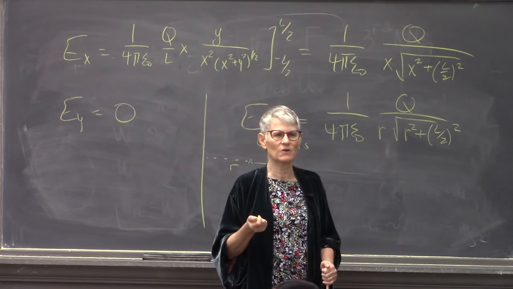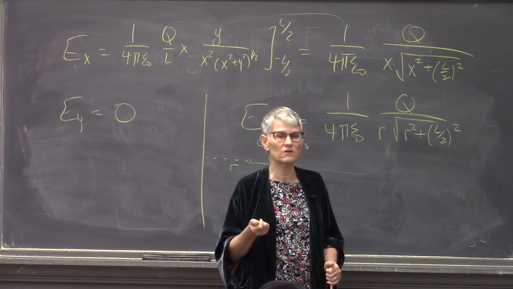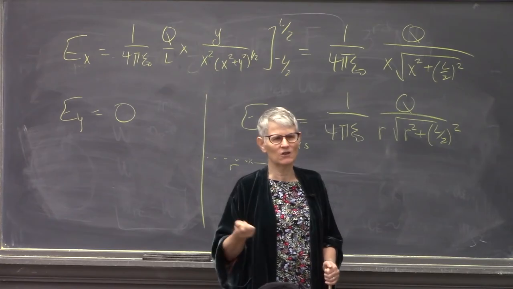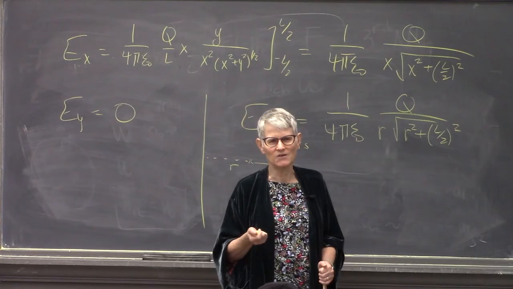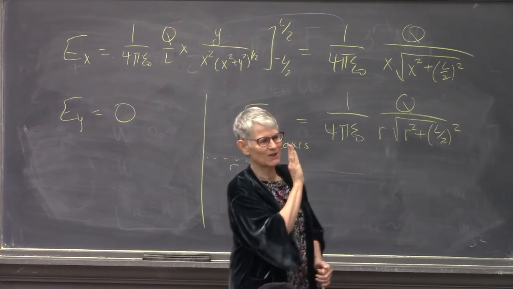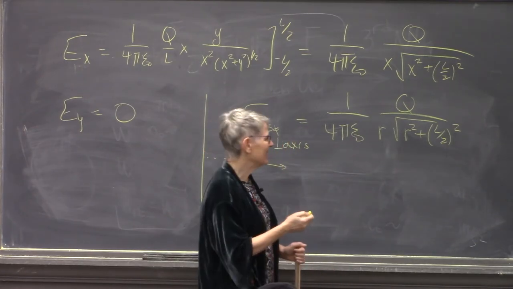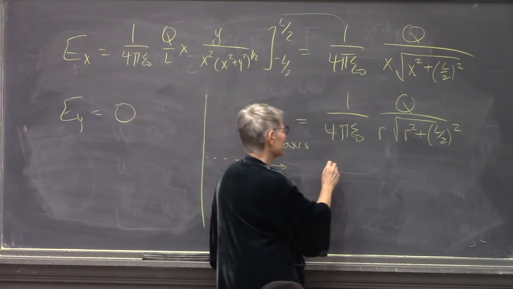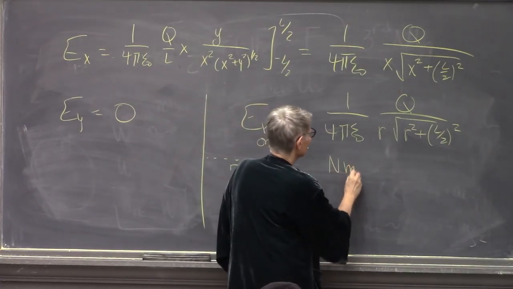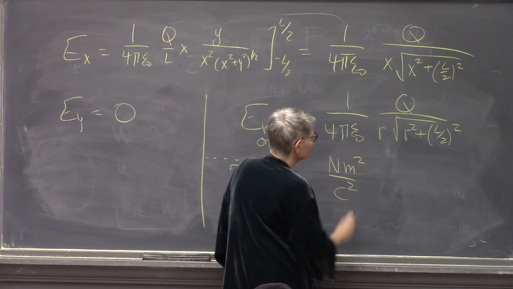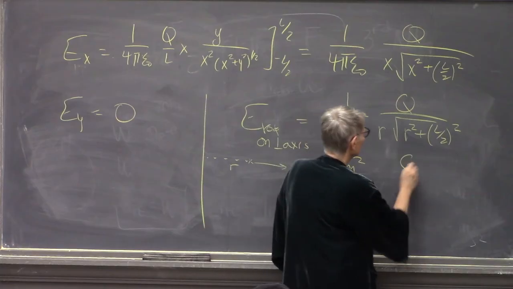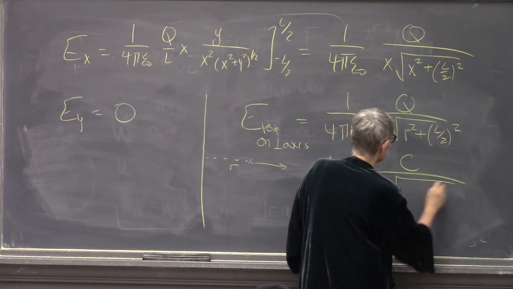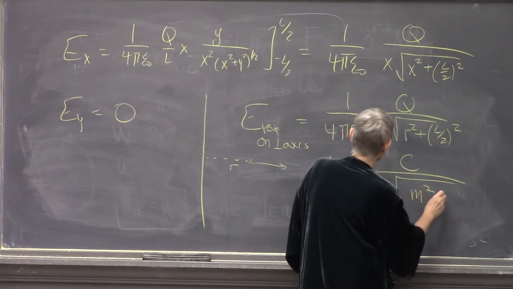That's a very physical thing, and we should definitely do this. What about this check that you all go, oh yeah, I should be doing this? We could check the units. It better come out to newtons per coulomb, right? So let's see if it does. This is newton meters squared per coulomb squared. We've got coulombs. We've got meters times the square root of meters squared.